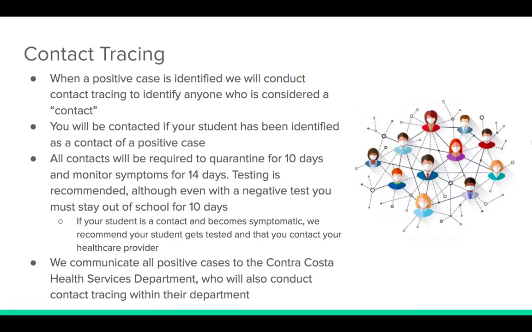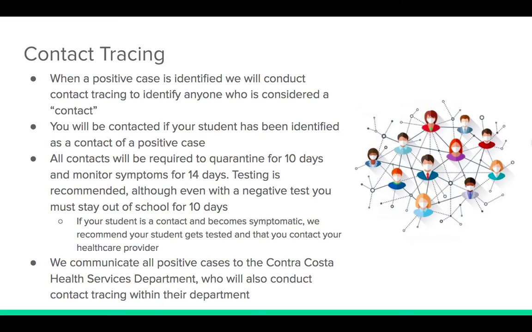Contact tracing. So when a positive case is identified within the Walnut Creek School District, we will conduct our own contact tracing to identify anyone who is considered a contact. So you will be notified if your student has been identified as a contact of a positive case, and they will be required to quarantine for 10 days and monitor symptoms for 14 days.